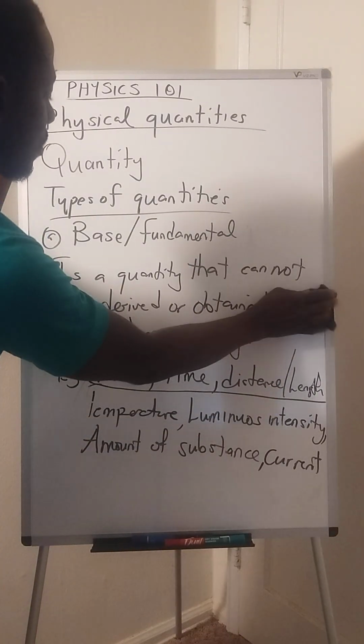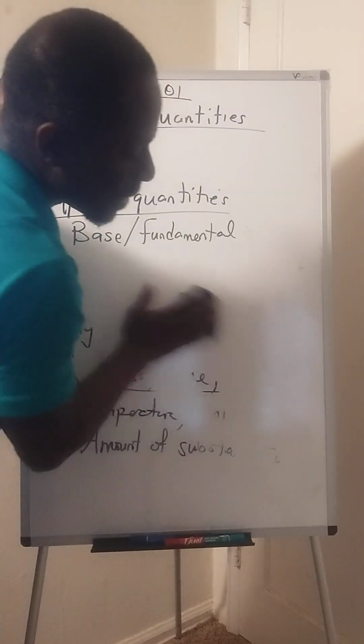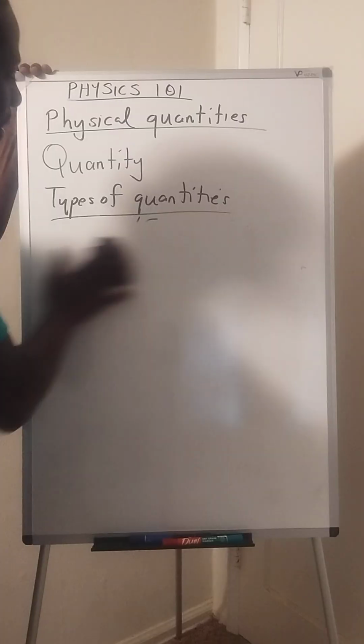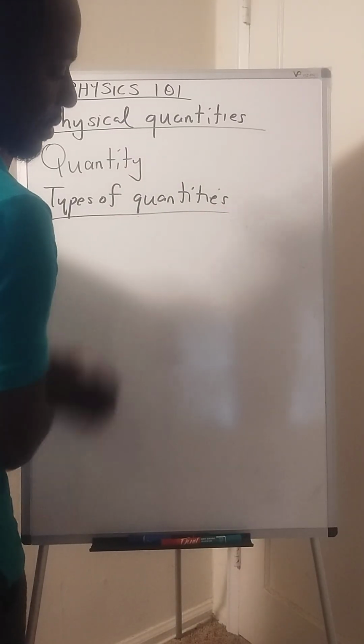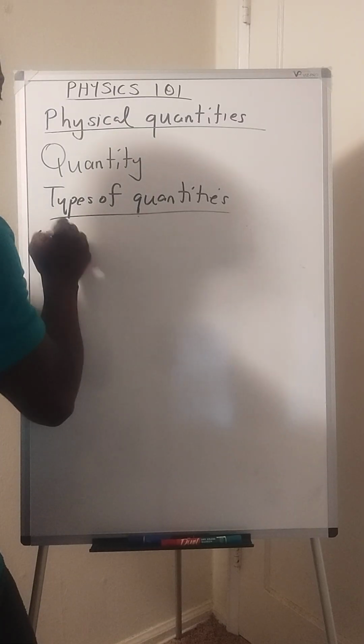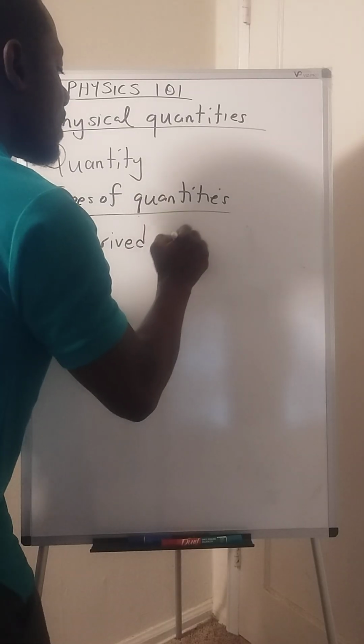Okay? Now the next one is the derived quantity. Okay? Derived quantity. And so we have looked at derived quantity. So B, derived quantity.